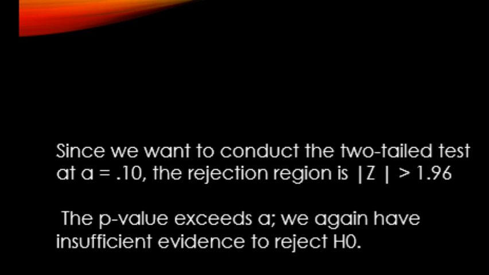Now, let's compare the p-value with alpha. When we compare this p-value with alpha of 0.1, again, the p-value is larger than our alpha. We will fail to reject the null hypothesis, or we have insufficient evidence to reject the null hypothesis.